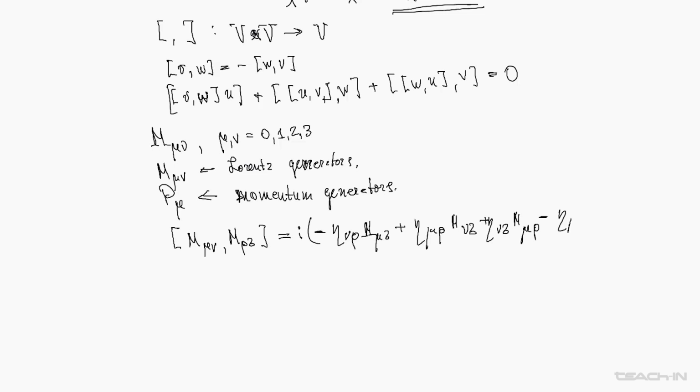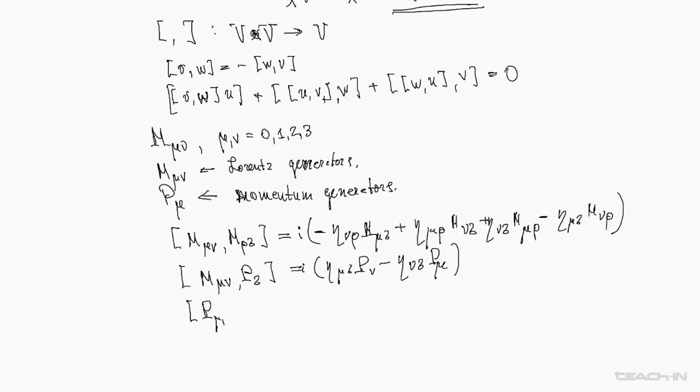There is one more relation, which involves M mu nu with P sigma. This is i times eta nu sigma P mu minus eta mu sigma P nu. And generators P commute between themselves. So if you have P mu and P nu, then these generators commute. So this is what the algebra of the Poincare group looks like.